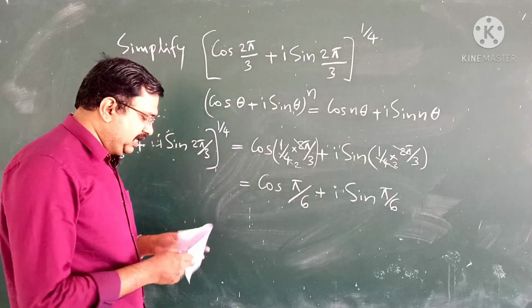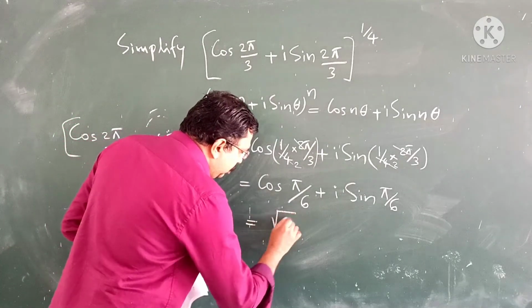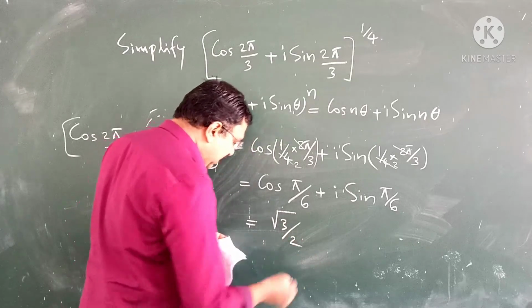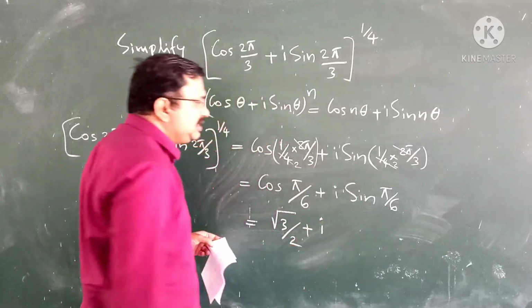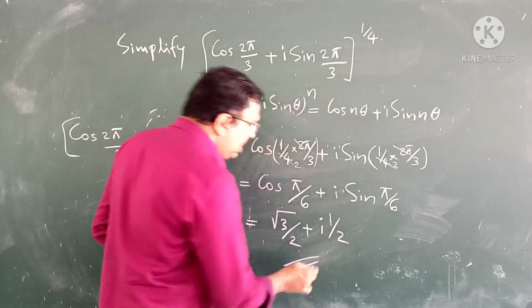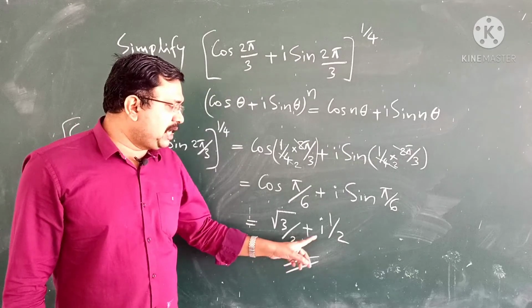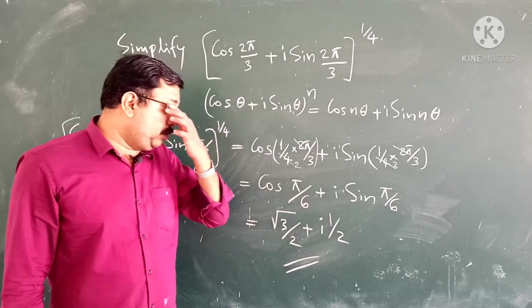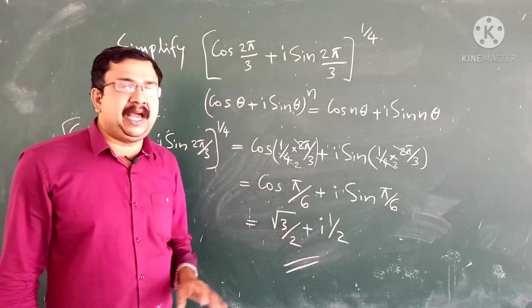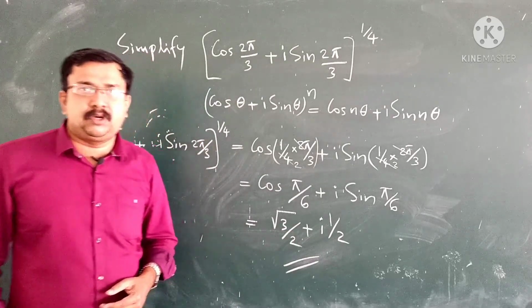That is equal to, what is cos 30? We know that cos 30 is root 3 by 2 plus i sin 30. Sin 30 is 1 by 2. Therefore, our final answer is root 3 by 2 plus i into 1 by 2. Okay, that is our final answer. Okay, please write down in your notebook.